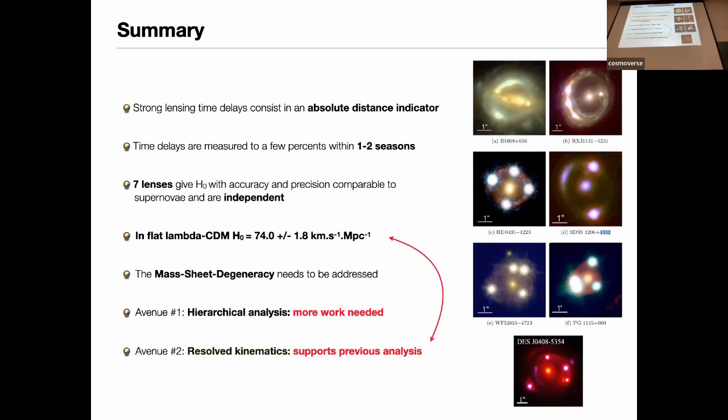Now we can measure delays in 1 or 2 seasons, so we'll have 30 more delays coming soon. We have only 7 lenses for now. In lambda CDM, with a simple composite model and no degeneracy, we find this value of H0. And now with resolved kinematics, we confirm this value, of course with bigger error bars, because now we allow for full degeneracy. And for the hierarchical Bayesian analysis combining 2 types of lenses, we're working on it. So that's my take. This is probably the result we'll find in the future. But again, we do everything blind and we publish what we have blind, so it may not do this.